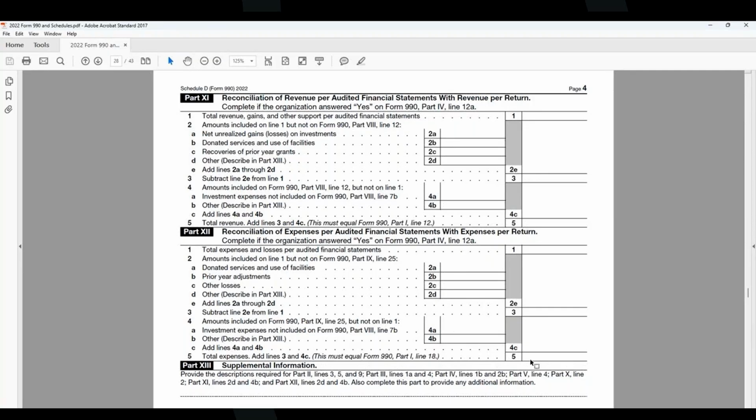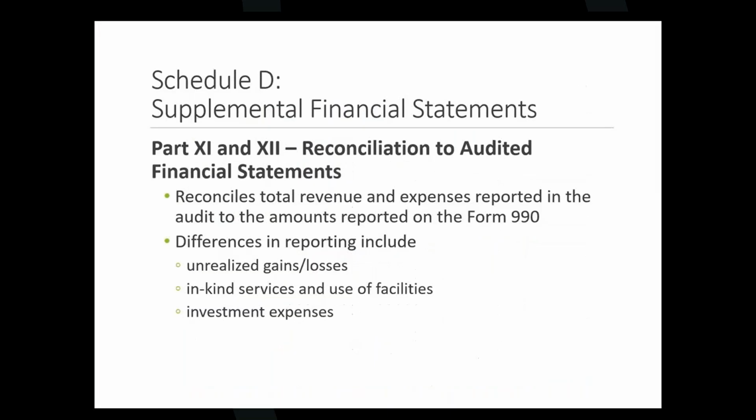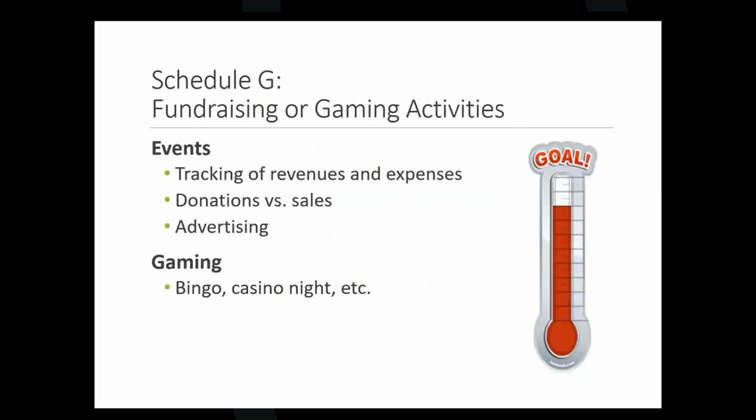Go ahead. Great. The next schedule that we'll be going over is Schedule G, which is fundraising or gaming activities. Schedule G is required when gross receipts from fundraising events is more than $15,000.